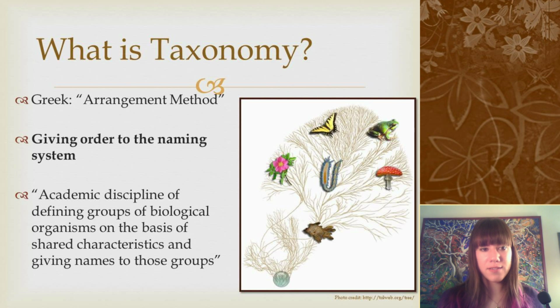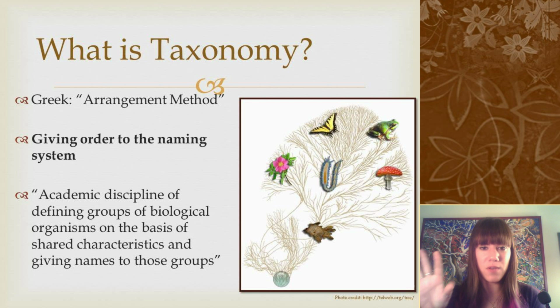So, what is taxonomy? In Greek, taxonomy just means arrangement method, and if you really want a nice scientific definition, it is an academic discipline of defining groups of biological organisms on the basis of shared characteristics and giving names to those groups.